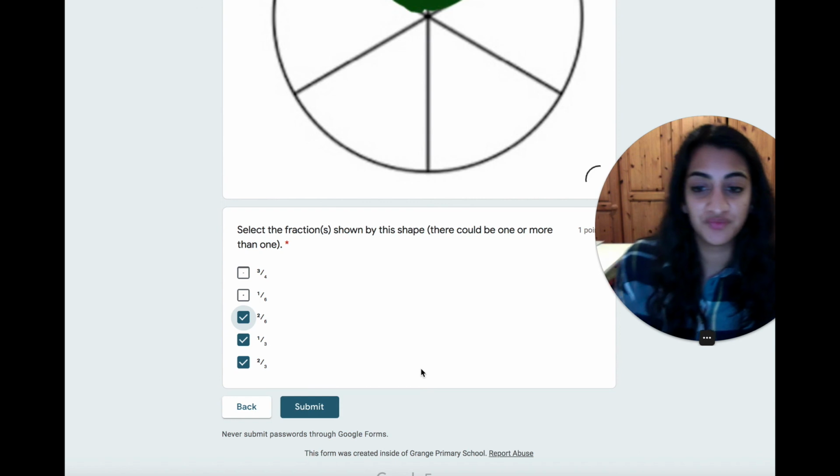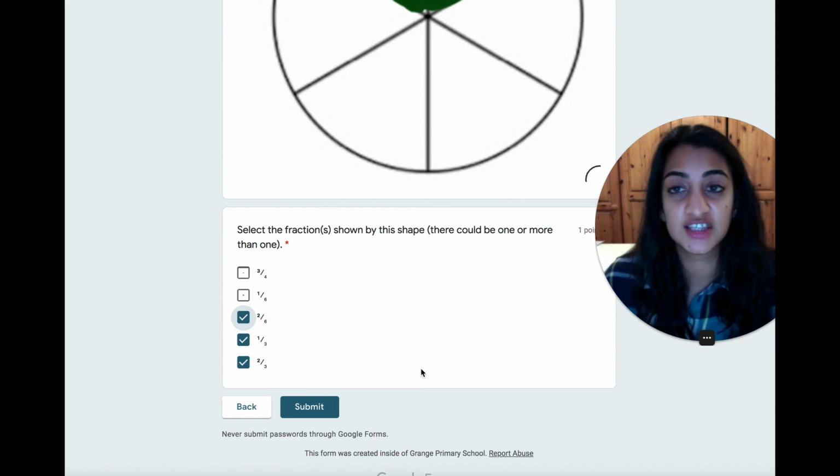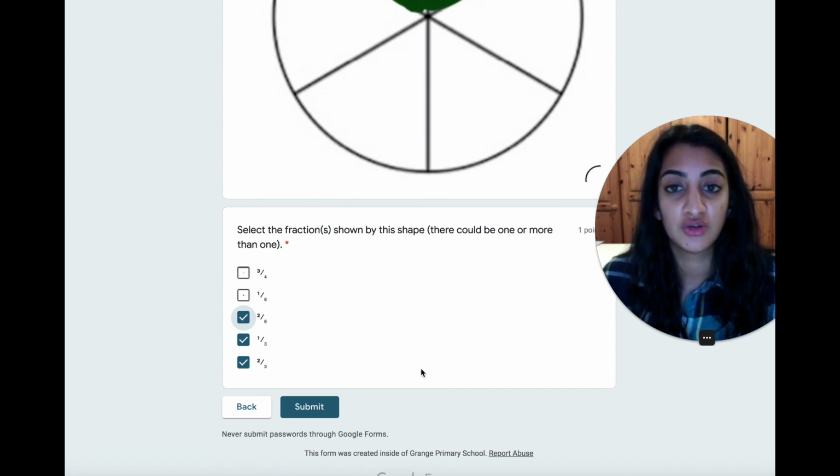Don't forget, once you finish the test, to go back to your assignment page and mark your work as done if it hasn't been done automatically already. So make sure you tell me that you've finished your work and turn it in so that I know to mark it. Good luck everyone on the final day of fractions, and then we're going to be starting a new topic on Monday.